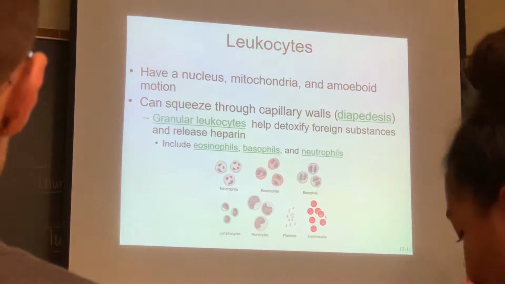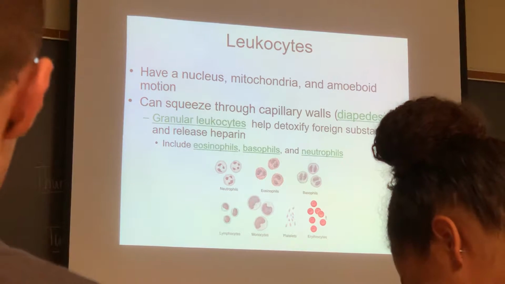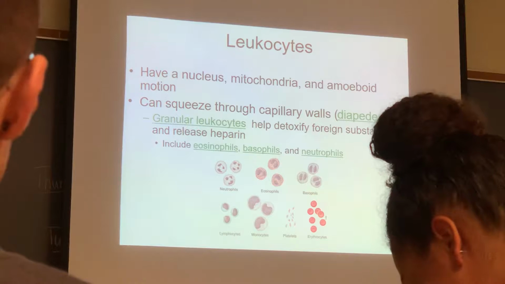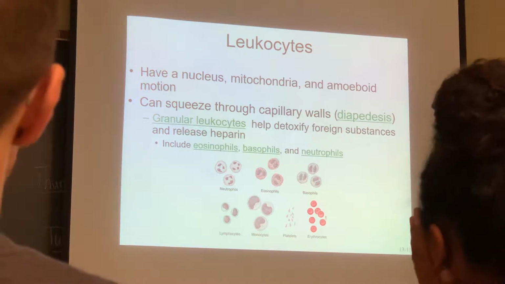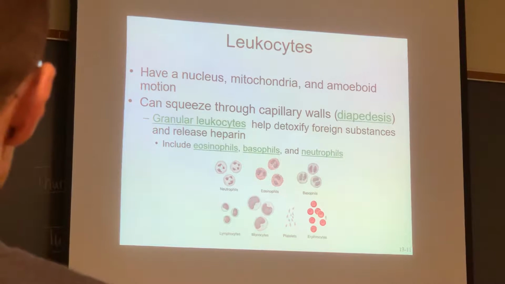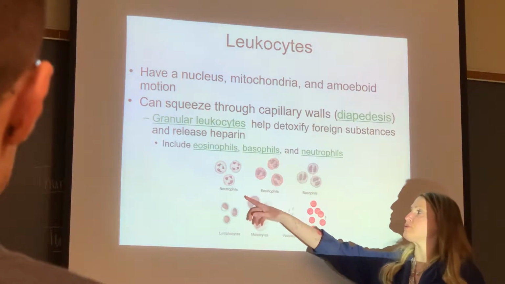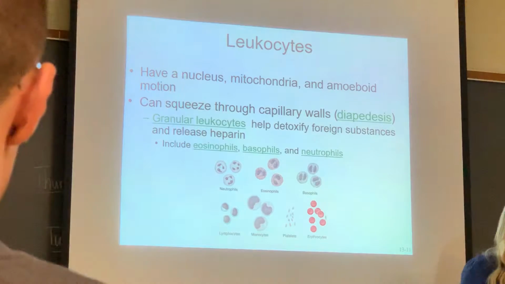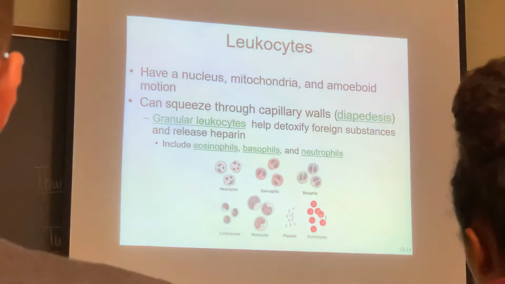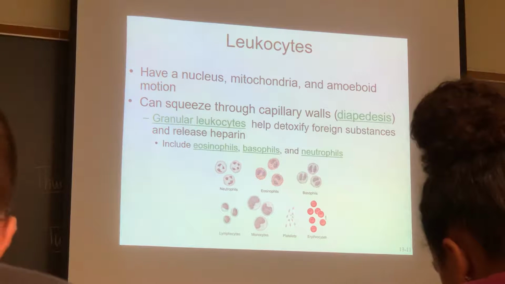So, granular leukocytes help to detoxify foreign substances. They also release heparin, which is an anticoagulant, prevents clotting. The three types of granular leukocytes are neutrophils, eosinophils, and basophils. So what I want to do is look at each one, and we're going to refer to your handout here. So let's start with the neutrophil.